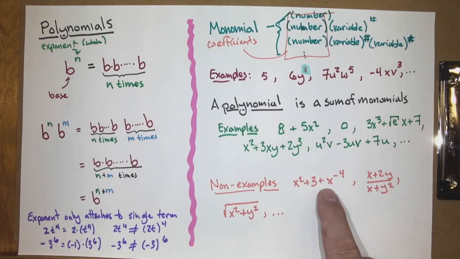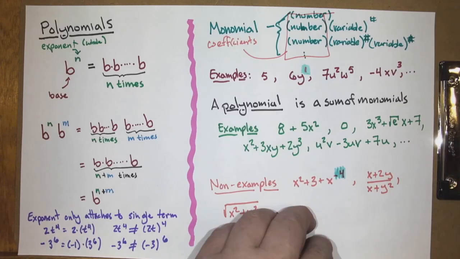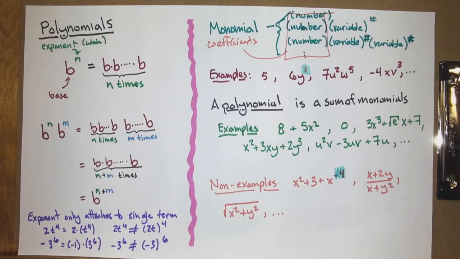So x squared plus 3 plus x to the negative 4, what's wrong with this one? Why is it not a polynomial? Yeah. We want our exponents to be positive whole numbers. And I apologize if I didn't make that explicit earlier. Positive whole numbers.